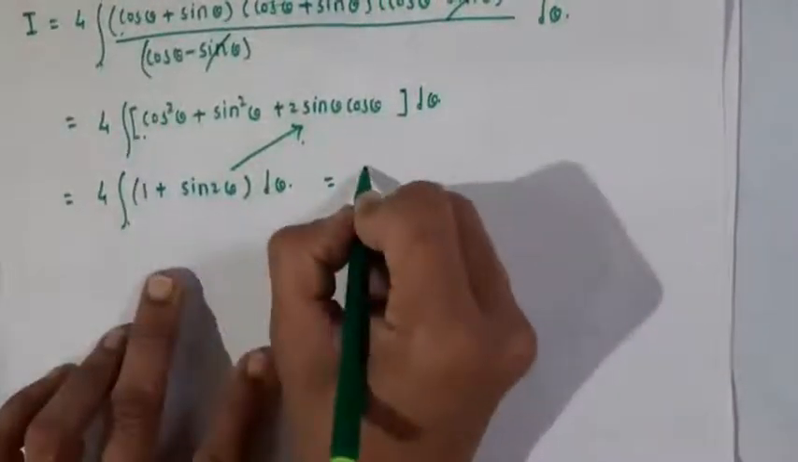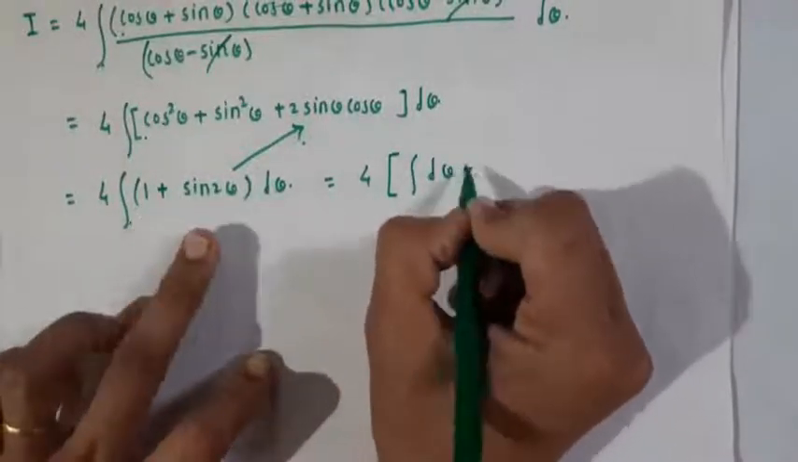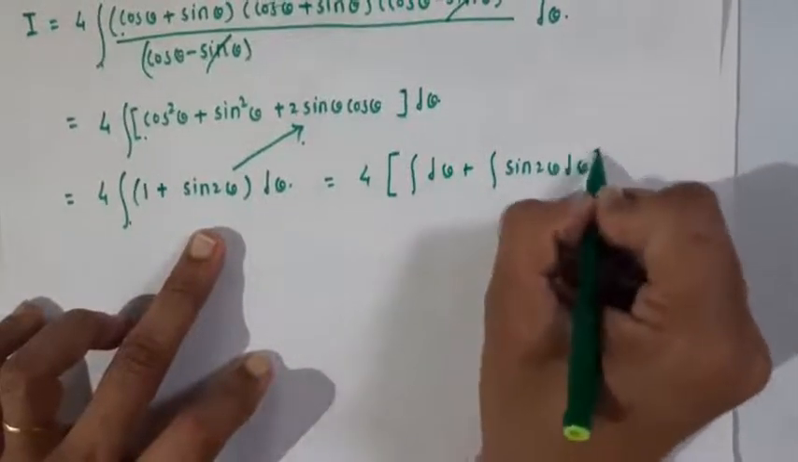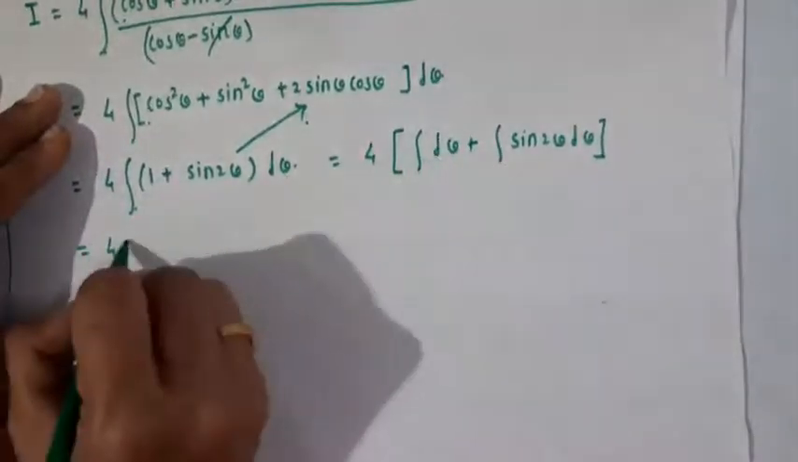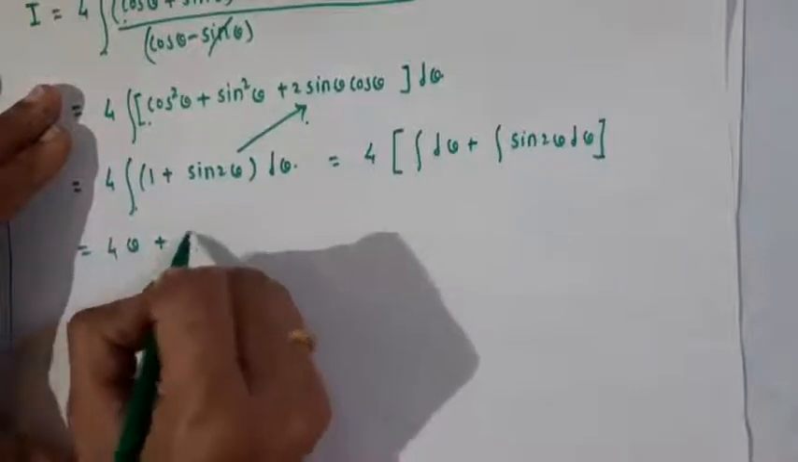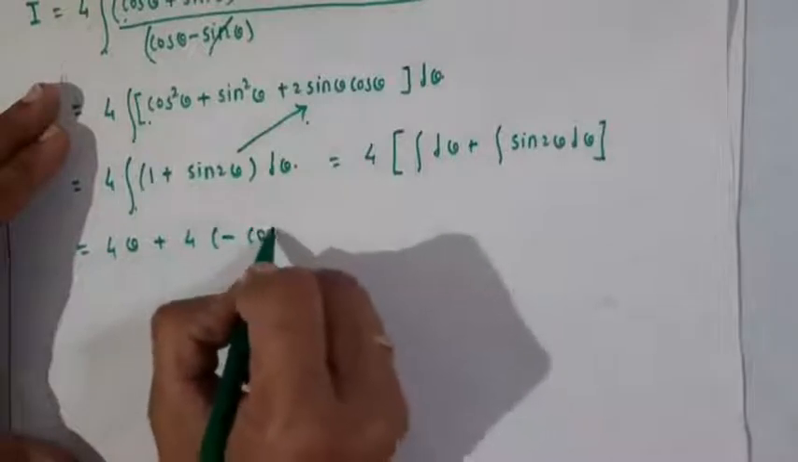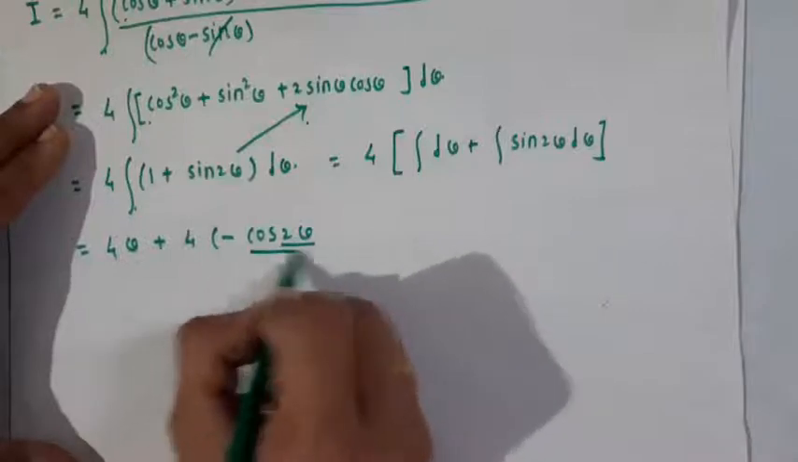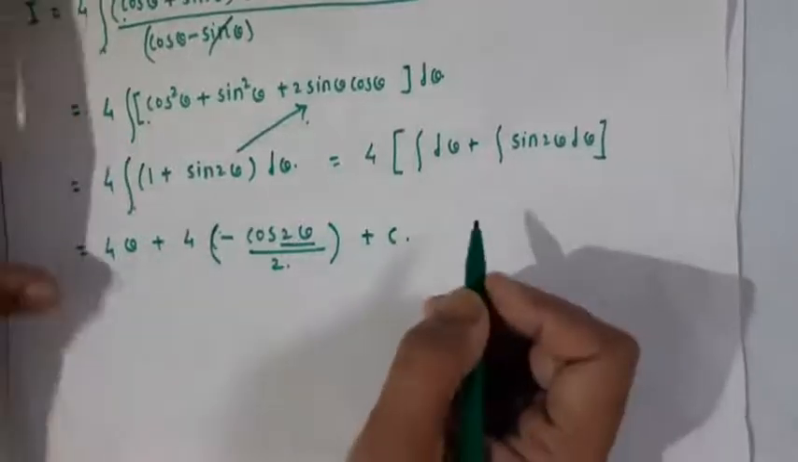Okay students, now this is 4 as a constant, integration of 1 with respect to theta plus integration of sin of 2 theta with respect to theta. So this is equal to 4 times the integration of 1 with respect to theta, which is theta, plus 4 into the integration of sin of 2 theta, which is minus cos of 2 theta, and the differentiation of 2 theta is 2, that's why divide by 2 in case of integration, plus constant of integration c.